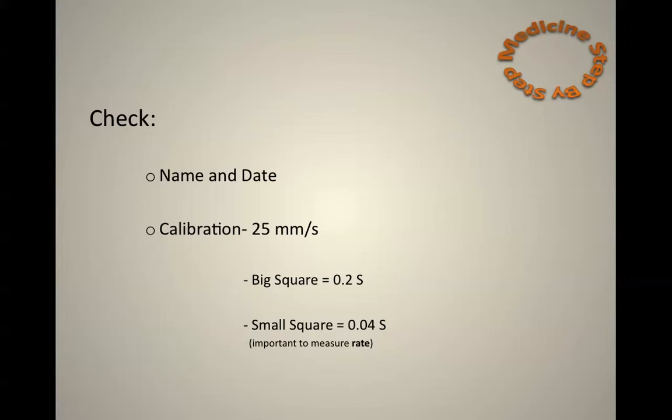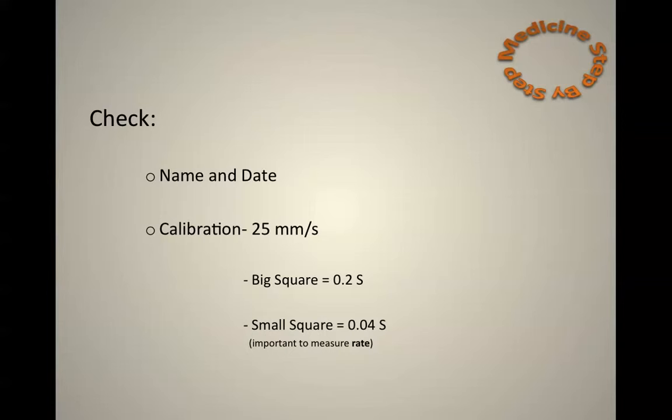As soon as you are asked to comment on the result of any investigation, you should always first check the name to ensure that it is the correct patient. Also, check the date to ensure you're looking at the correct result of the patient. Then, more specific to ECGs, check the calibration of the ECG, which will be printed on the tracing.